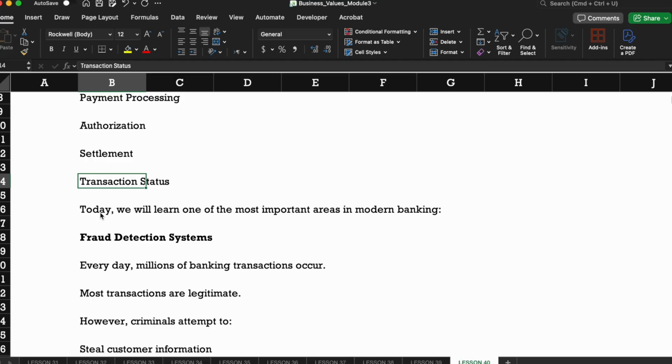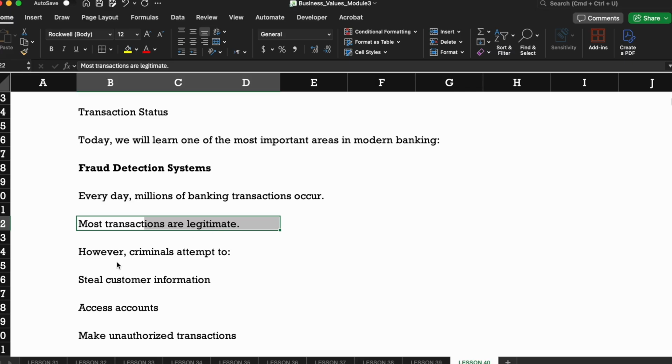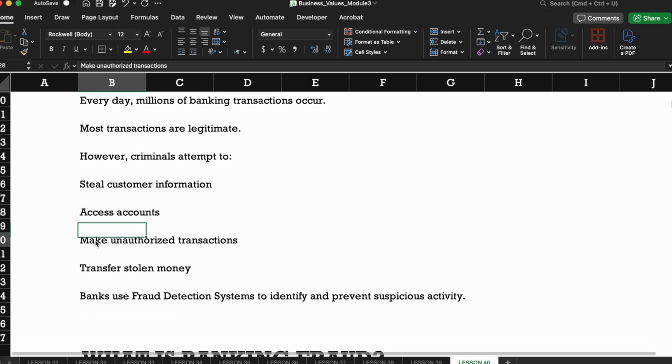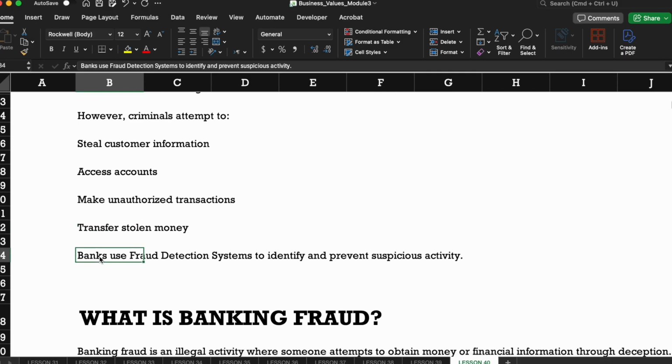So today we'll learn one of the most important areas of modern banking: the fraud detection system. Every day, millions of banking transactions occur. Most transactions are legitimate. However, criminals attempt to steal customer information, access accounts, make unauthorized transactions, and transfer stolen money. Banks use fraud detection systems to identify and prevent suspicious activity.